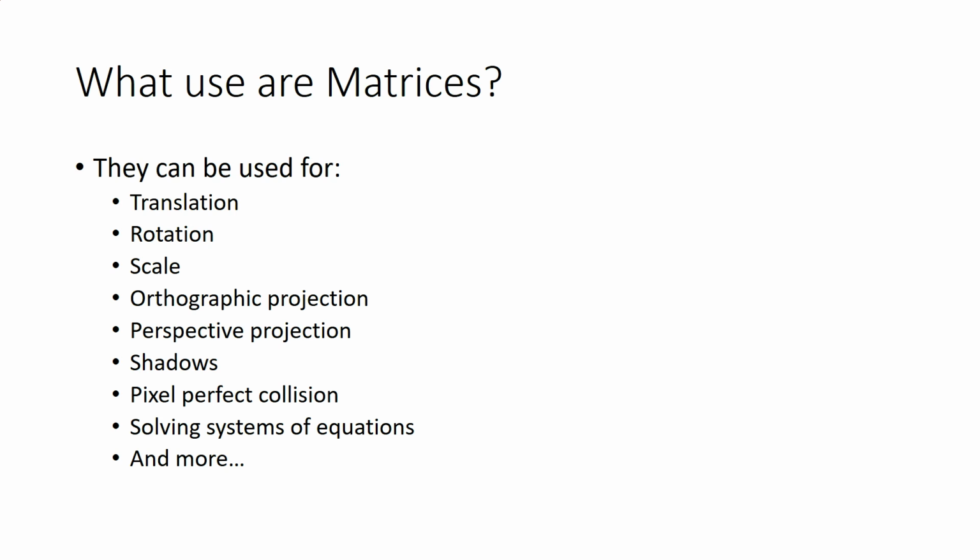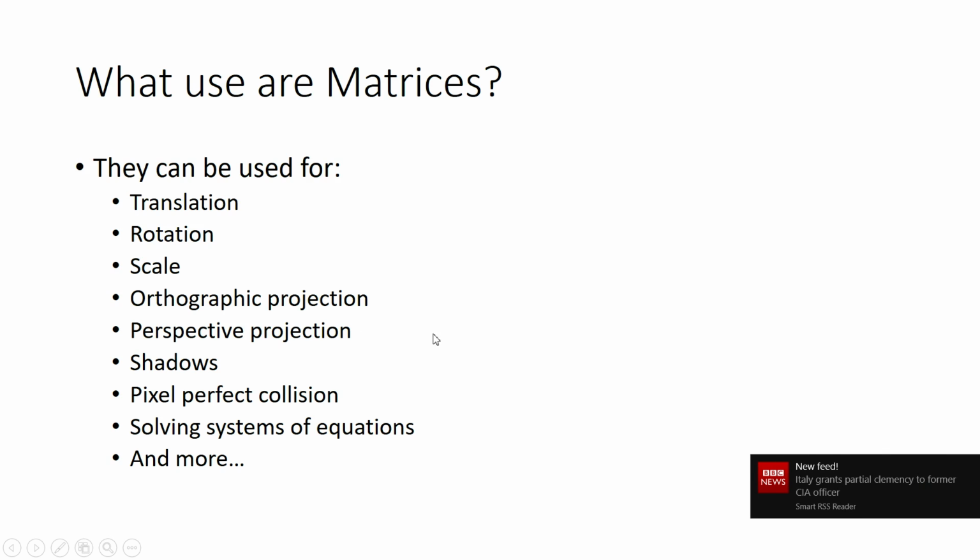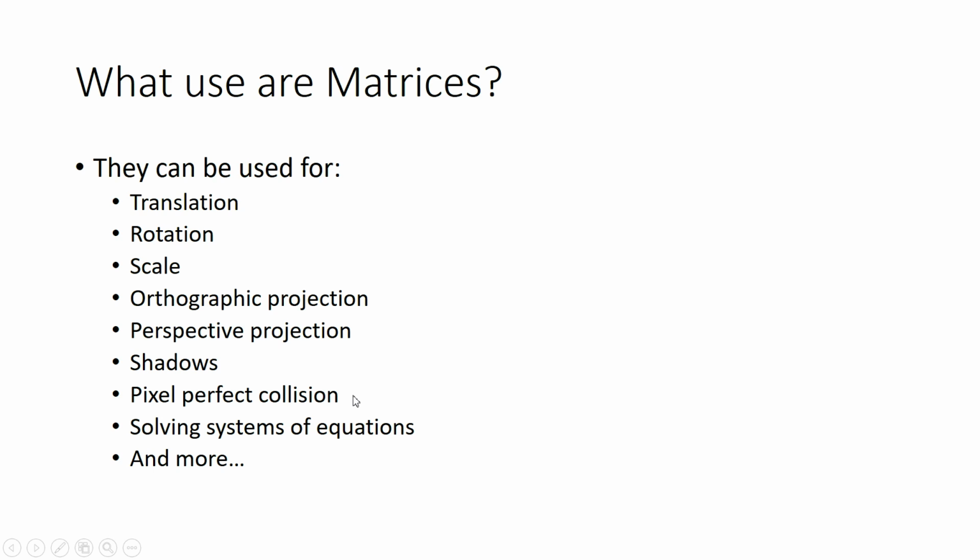So what are matrices for? Well, they can be used for translation, rotation, scale, and projection, different kinds of projection, so you can view things differently on the screen: orthographic, like an isometric type style, or perspective, which is the usual 3D style. They can project shadows, they can be used in pixel perfect collision detection of rotated objects, solving systems of equations, and more stuff like that. Loads of stuff you can do with matrices.